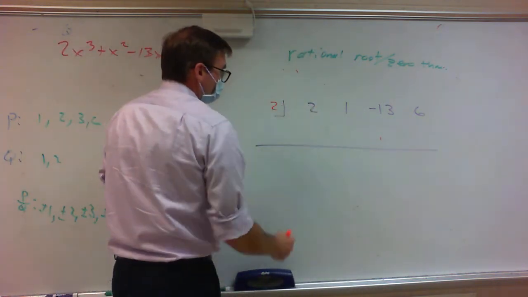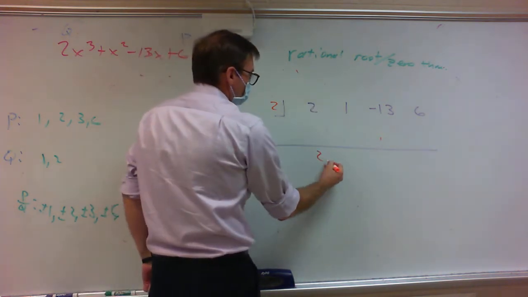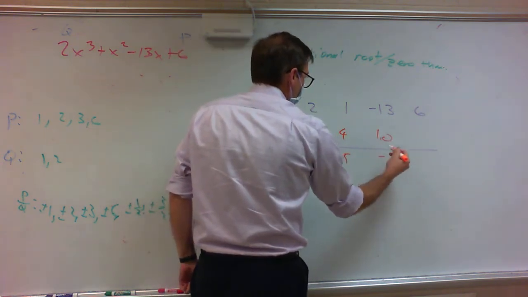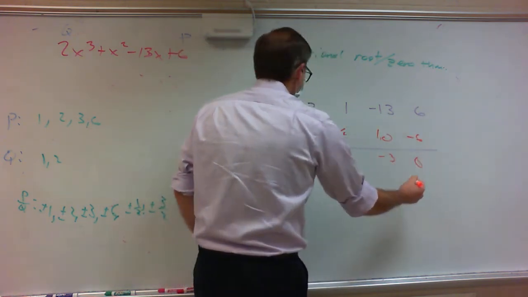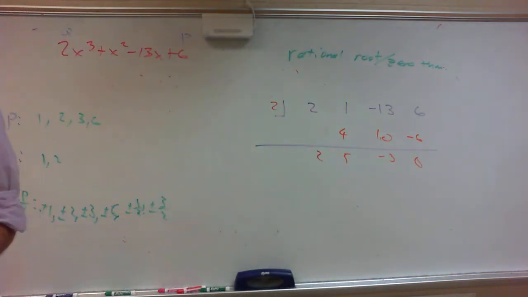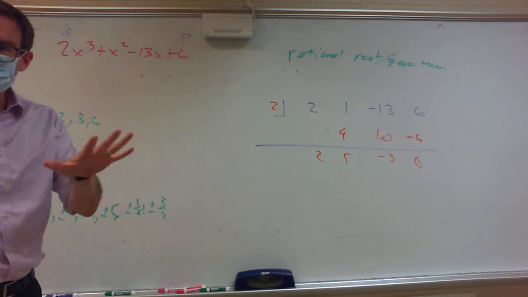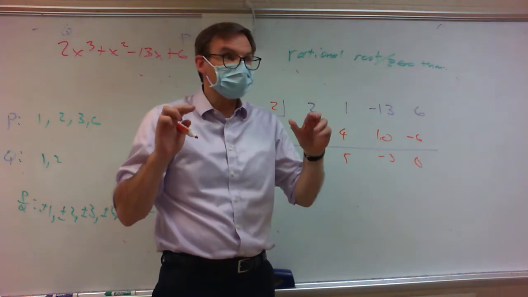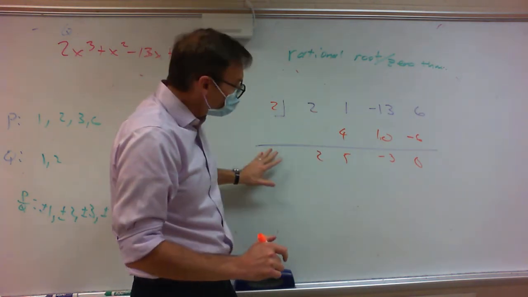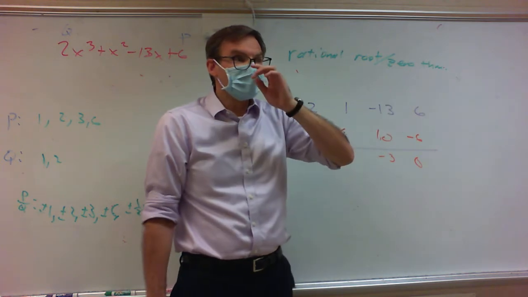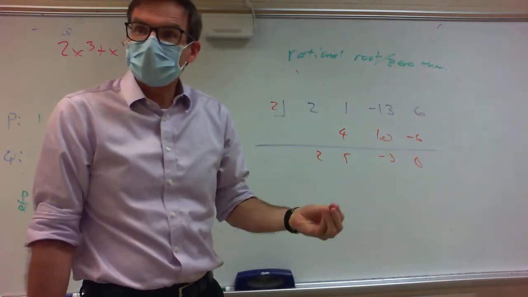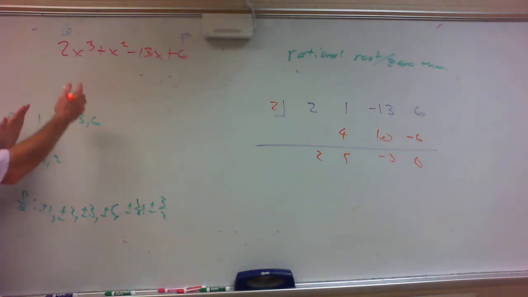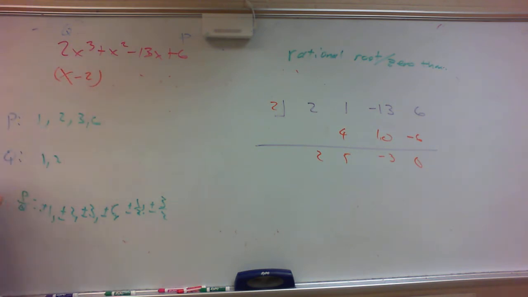I'm going to try 2, and maybe this works. So I bring the 2 down, 2 times 2 is 4, gives me a 5, gives me a 10, gives me a negative 3. Does 2 work? Yes. Okay? This is huge, right? I want to make sure we understand the idea of this works. If 2 comes in, I get a 0. And the significance of that is, if 2 works, what's going to be a factor? X minus 2. So this is going to factor as x minus 2.